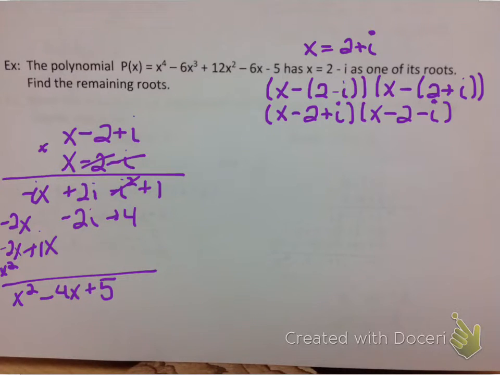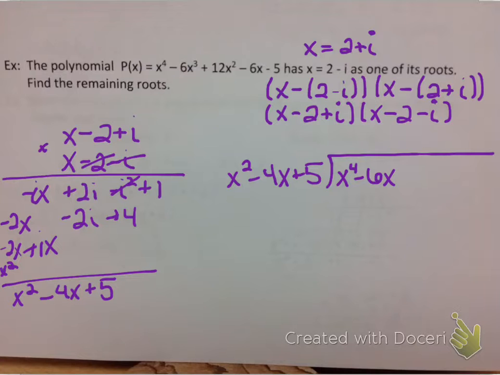So then what you would have done is long division, and you would have had x squared minus 4x plus 5 divide into x to the 4th minus 6x cubed plus 12x squared minus 6x minus 5. x squared into x to the 4th is x squared. x squared times x squared is x to the 4th. x squared times minus 4x is minus 4x cubed. x squared times 5 is 5x squared.